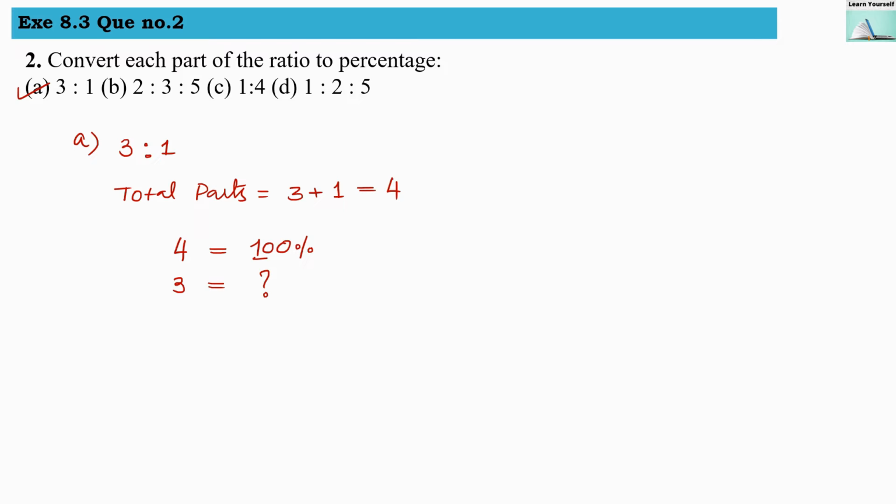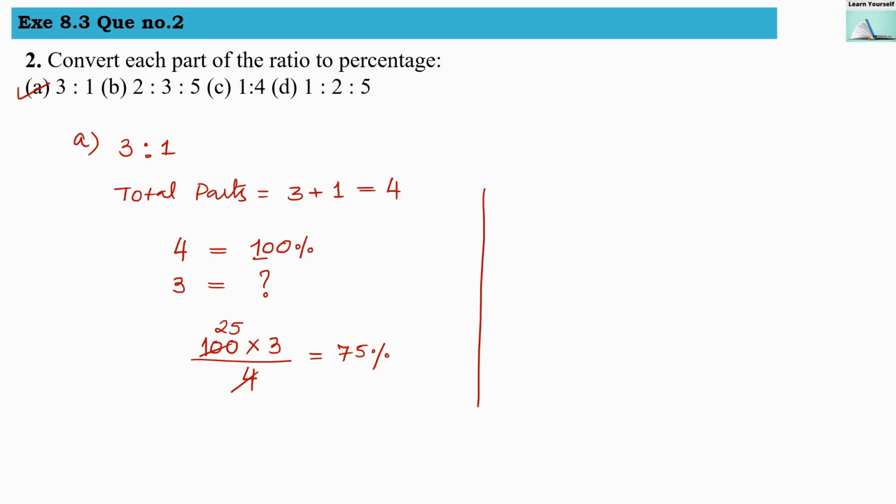So this is a unitary method from which we can find out the percentage for 3 parts. So here 3 by 4 in multiplication with 100. So 4 25s are 100. We will get here 25 into 3 is 75%. So 3 parts consist of 75%.